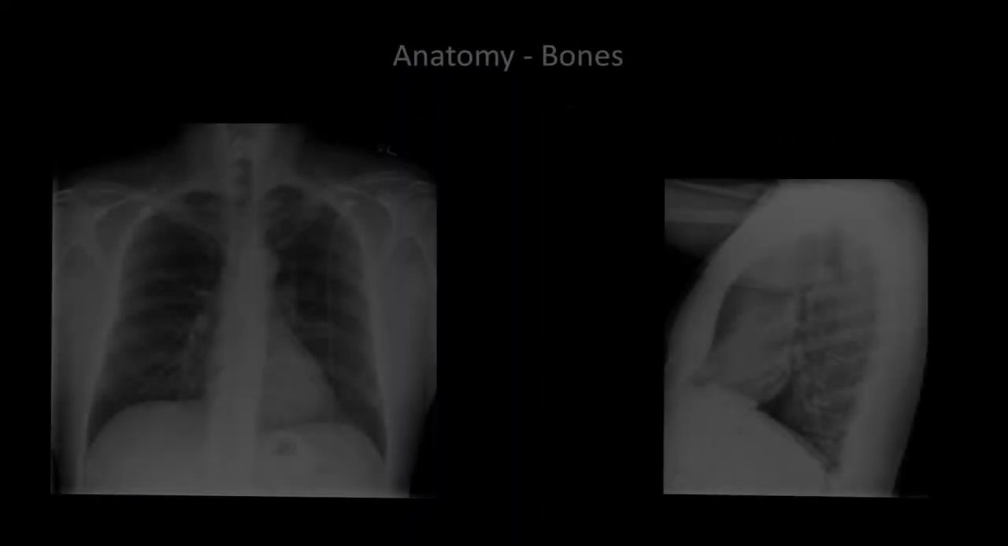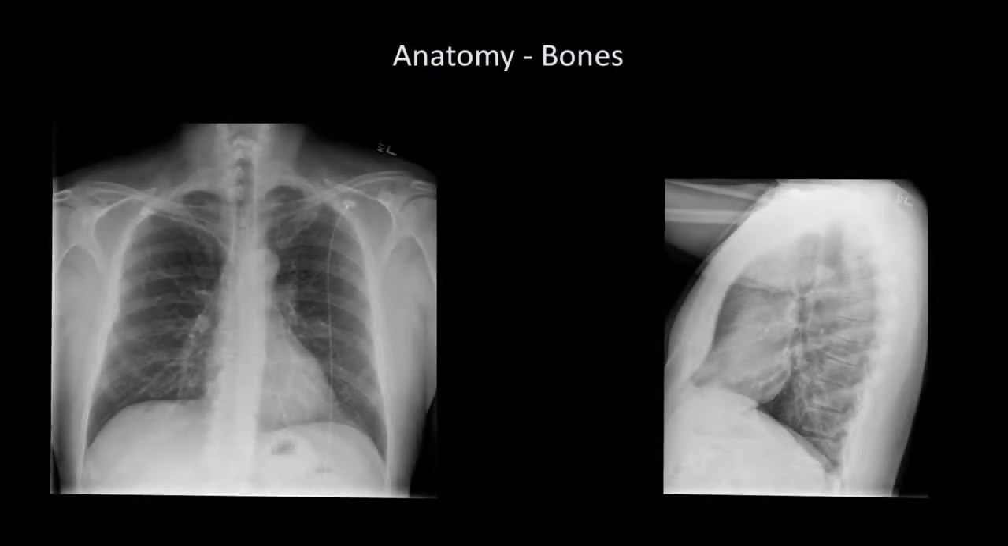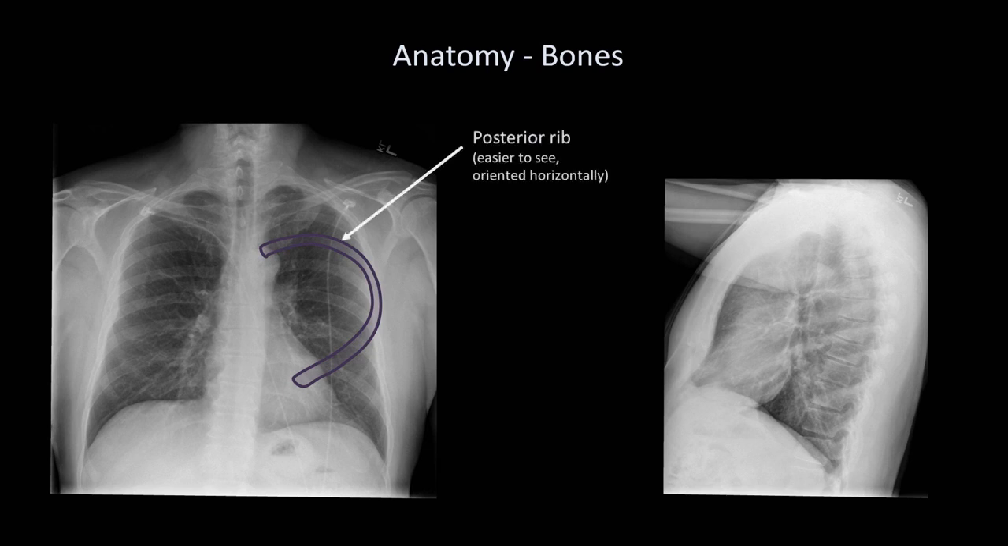The next set of structures is the bones. There are 4 types of bones easily visualized on a PA and lateral x-ray set. First is this structure, which as you probably know, or could guess, is a rib. There are 2 radiographic components of the rib on the PA film. The posterior rib, which is easier to see and is oriented horizontally, and the anterior rib, which is harder to see and oriented at a 45-degree angle.